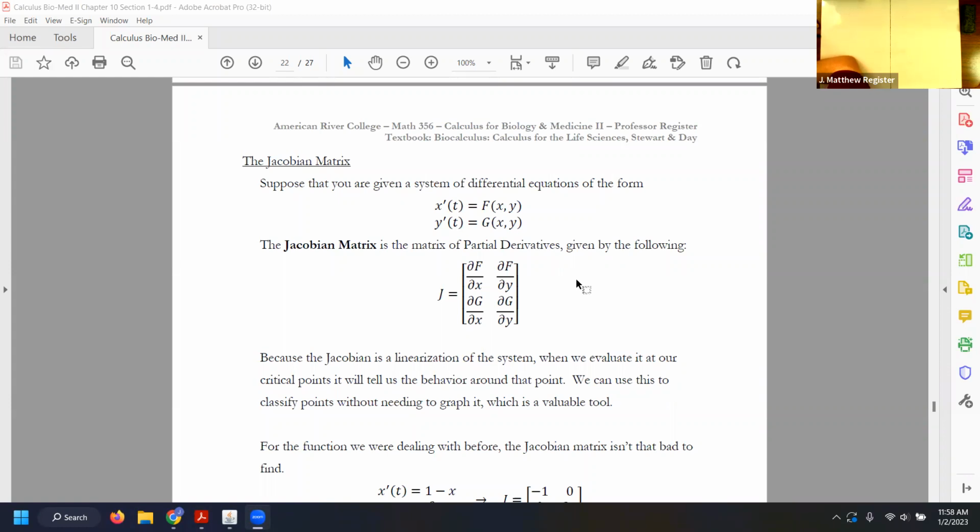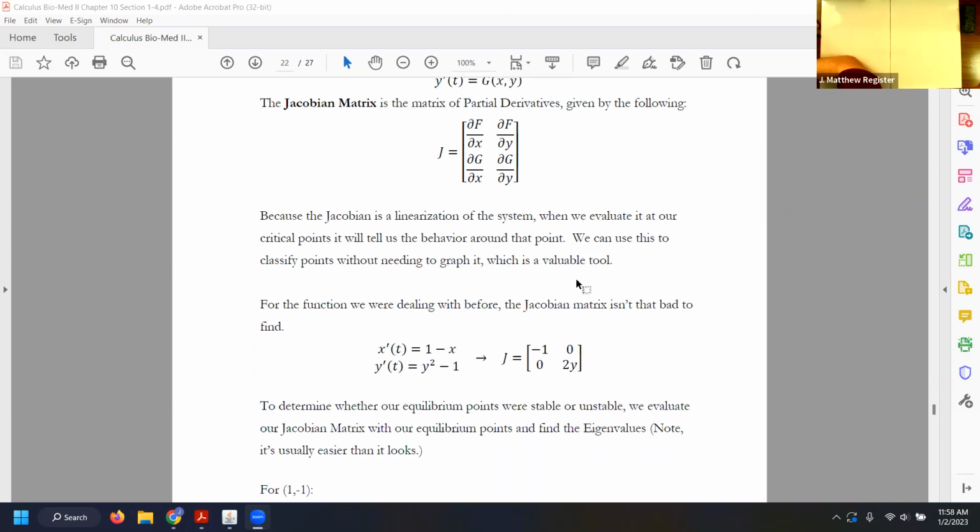And when we evaluate it at the critical points or at the equilibrium values, it's going to give us a homogeneous autonomous system, and we can do the exact same eigenvalue analysis that we were just doing to determine the stability of it.